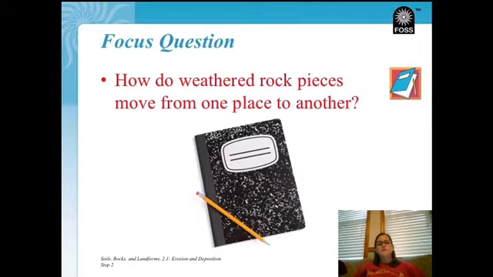So our focus question for this part of the investigation, and make sure you write this down on a piece of paper because I will ask you to answer it when we're done with this part of the investigation: how do weathered rock pieces move from one place to another? Write that down on a piece of paper, please.